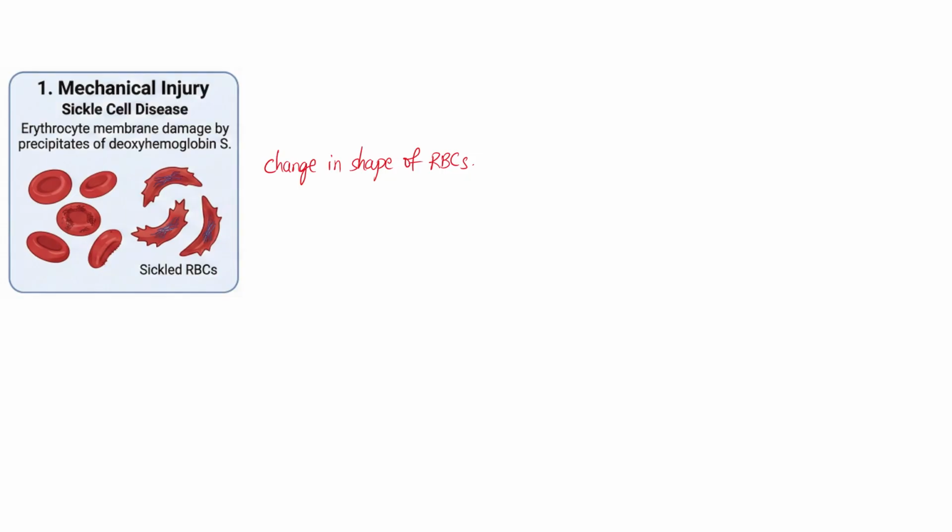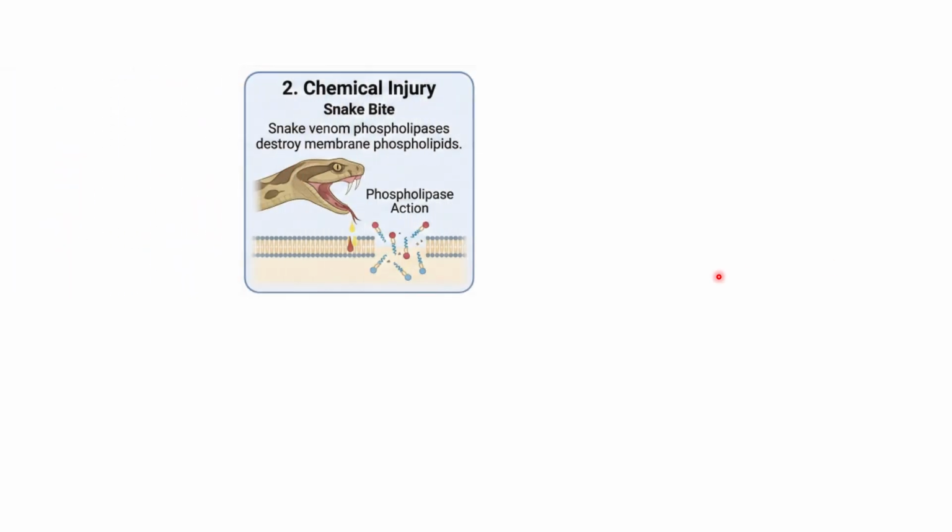Then chemical injury. In chemical injury, for example, snake bites. The snake venom contains phospholipases. So the phospholipids present in the cell membrane are broken down by the phospholipase enzymes, and these enzymes are plentiful in snake venom. Hence, if a snake bite happens, the phospholipases will break down the phospholipids and all the cell membranes get destroyed, and all the organelles' contents will be released throughout the body, and you know all the clinical features.